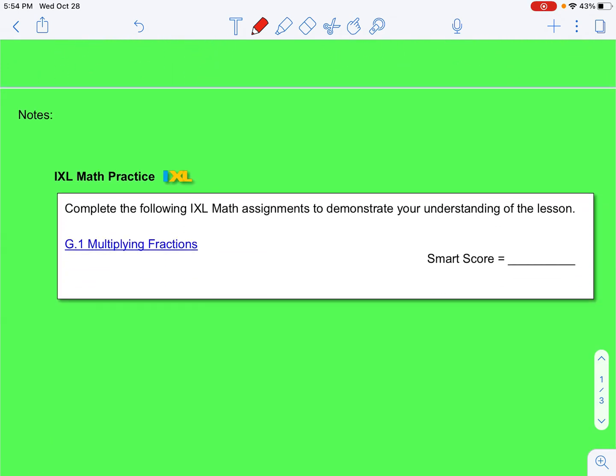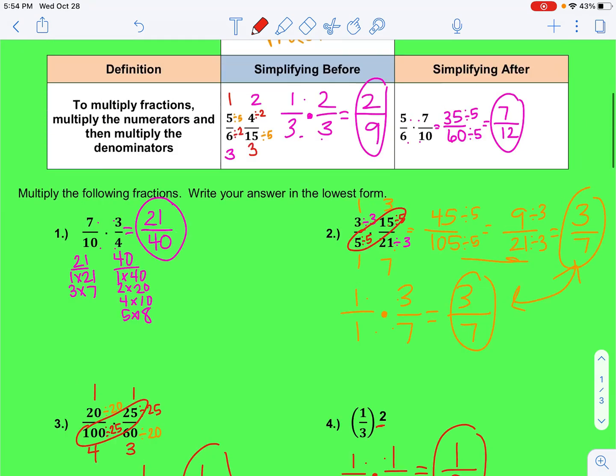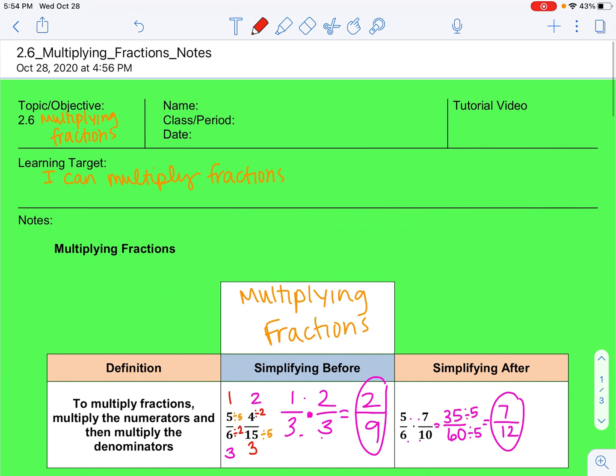Alright, so now what I would like you to do is go to IXL and work on G1, which is all about multiplying fractions. Please let me know if you have any questions.